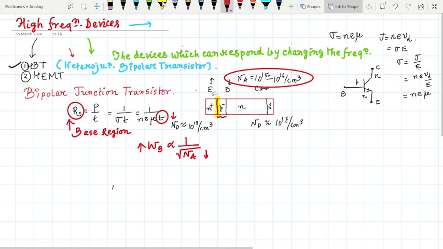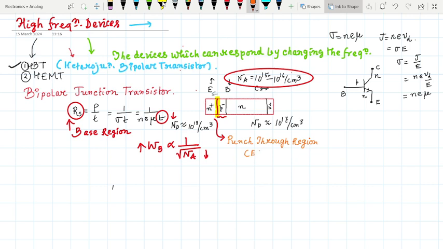So this is known as the punch through region, which is present between the emitter base junction, and the value of the depletion width is more or less 0.3 micrometer.